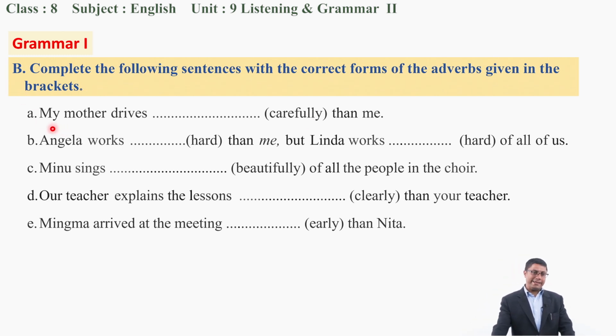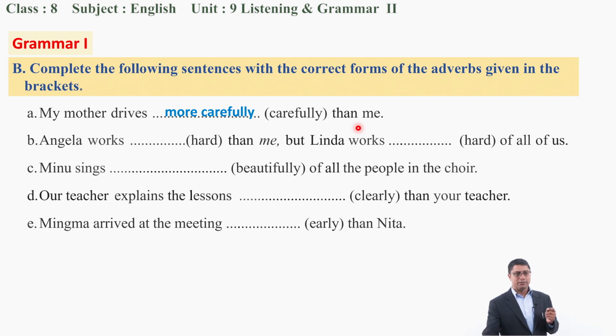So the sentence in A, my mother drives, carefully in the bracket, then me. Carefully is the adverb given here. Now, which form of the adverb carefully do you use here? Comparative or superlative? Very good, comparative, because we are comparing two people, my mother and me. So, your answer will be very good, more carefully. Okay, that's good. Now, let's move on to B.